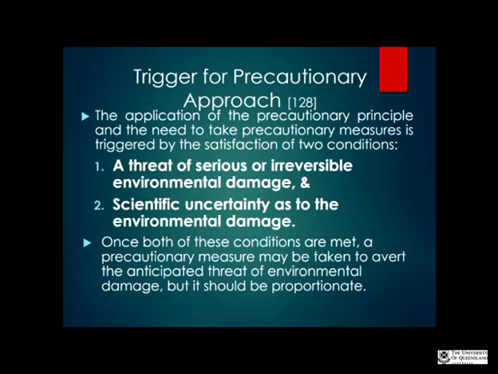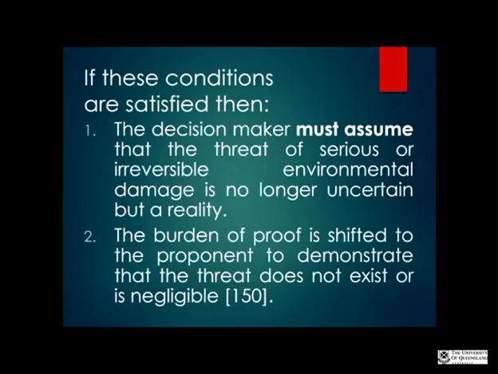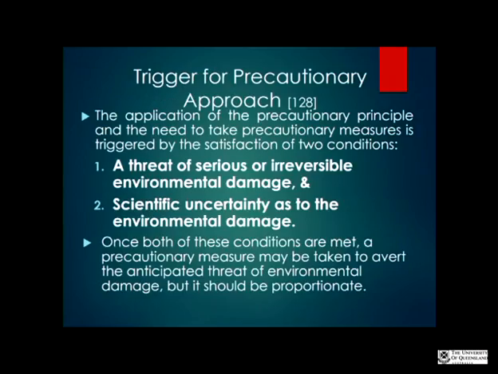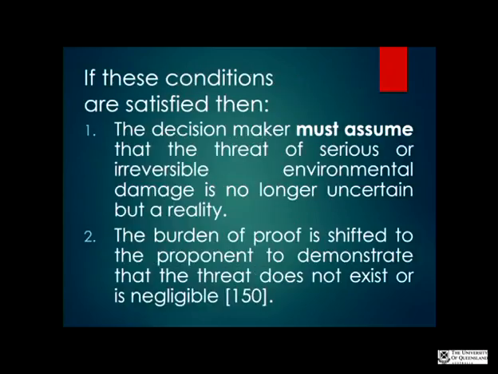Okay, so if you have those conditions there, so if there's a threat of serious or irreversible environmental damage and there's scientific uncertainty, then the decision maker must assume that the threat of serious or irreversible environmental damage is no longer uncertain but is a reality. So they have to say, okay, let's assume that this is actually going to happen, and then it's up to the person who wants the project approved, the proponent, to then demonstrate that actually that threat does not exist. So it just changes the way decisions are made.